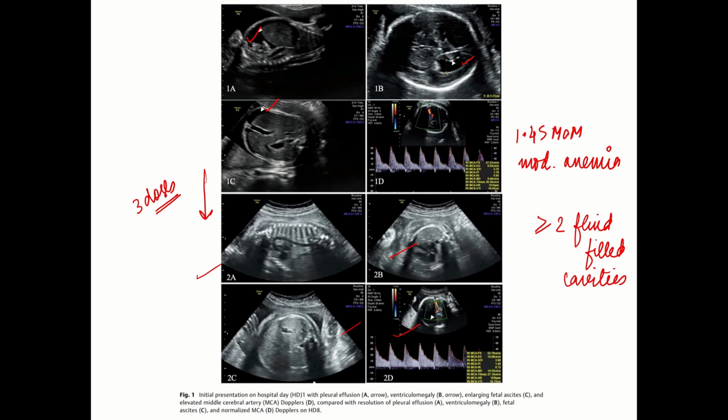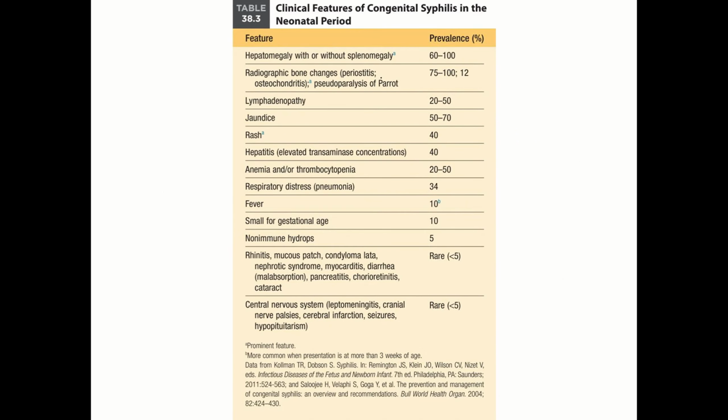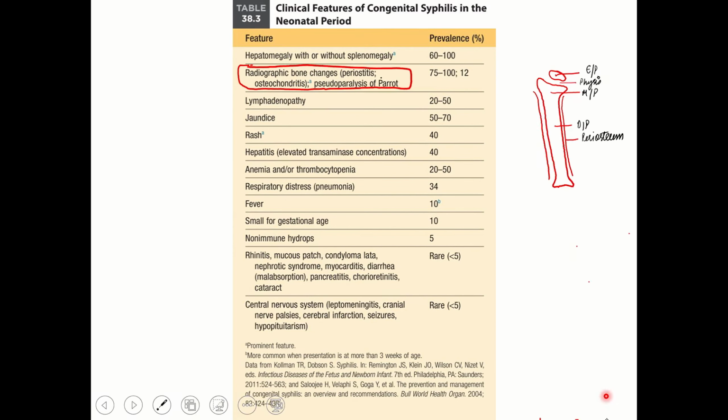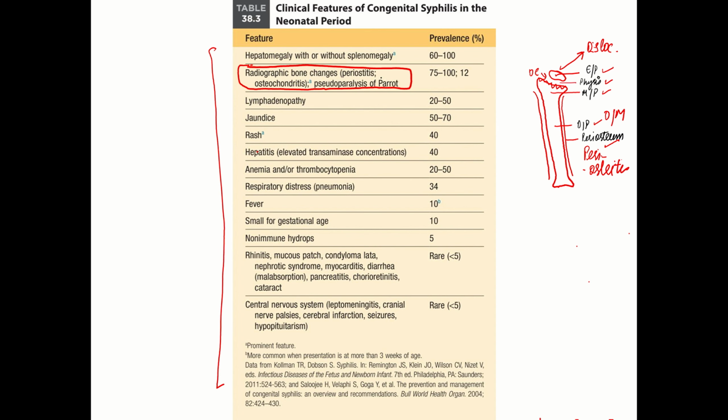When congenital syphilis manifests neonatally, the most consistent and early finding is radiographic bone changes. If we look at a bone, we have metaphysis, physis, epiphysis, diaphysis, and periosteum. The corresponding features that develop with infection are metaphyseal fraying, osteochondritis, dislocation of epiphysis, osteomyelitis, and periosteitis. All of these are features of early congenital syphilis.